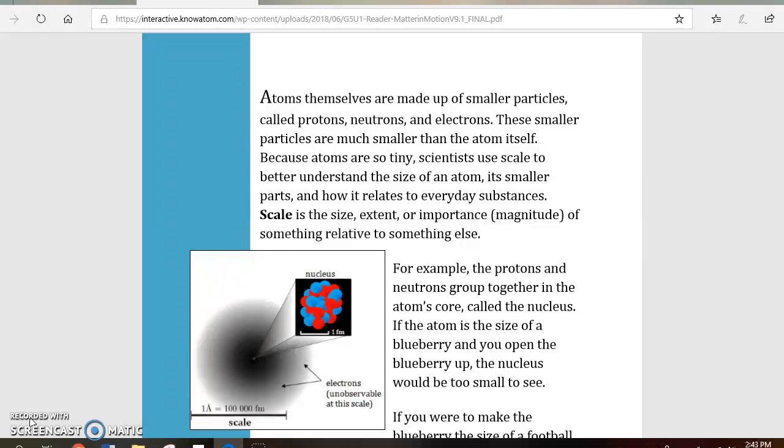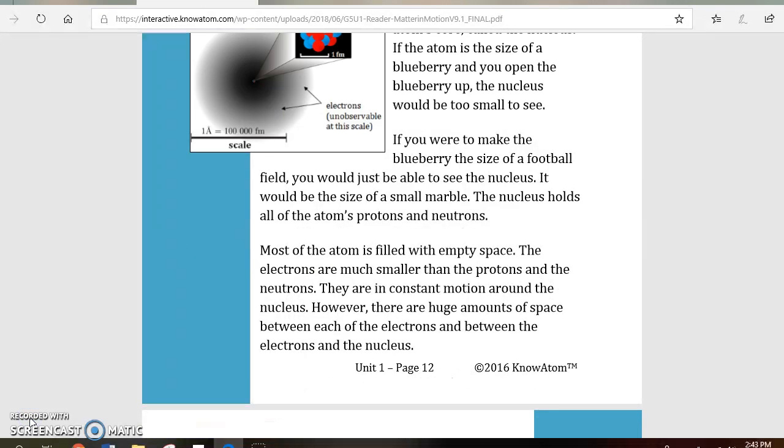For example, the protons and neutrons group together in the atom's core called the nucleus. If the atom is the size of a blueberry and you open the blueberry up, the nucleus would be too small to see. If you were to make the blueberry the size of a football field, you would just be able to see the nucleus. It would be the size of a small marble. The nucleus holds all of the atom's protons and neutrons.